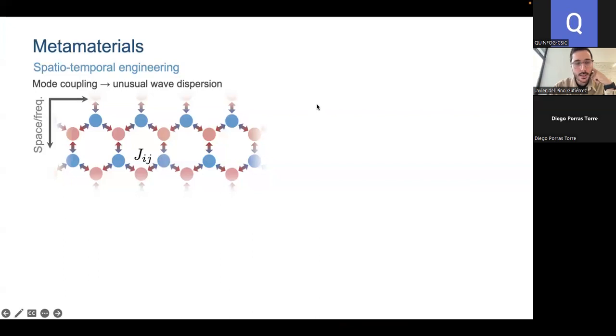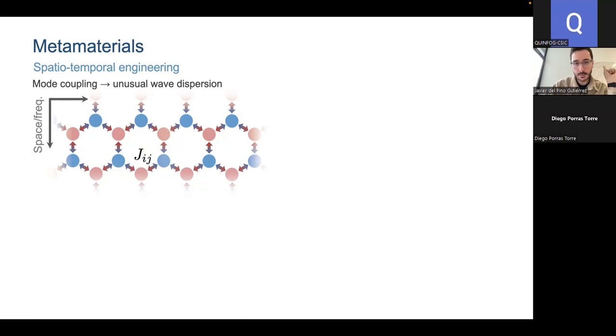But in order to motivate that, I will introduce what a metamaterial is. In order to tailor the propagation of photons or phonons in a material, there is a way to do so, which is creating arrangements of resonators, for instance, in space. In this way, we can tune the dispersion relation.